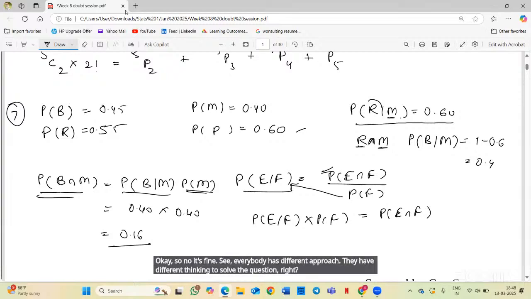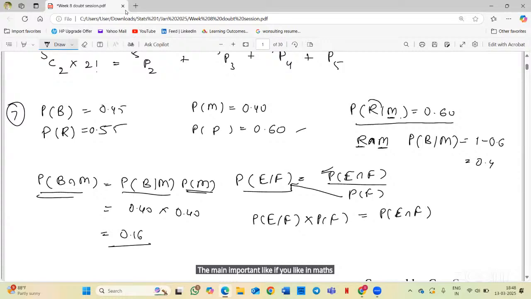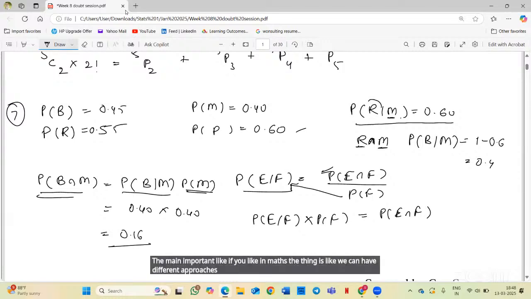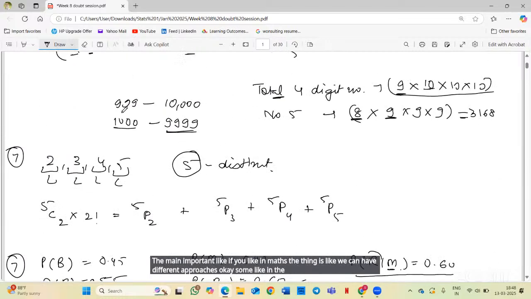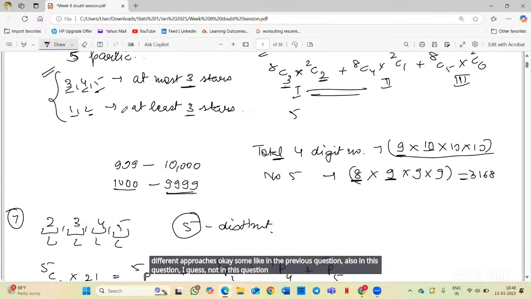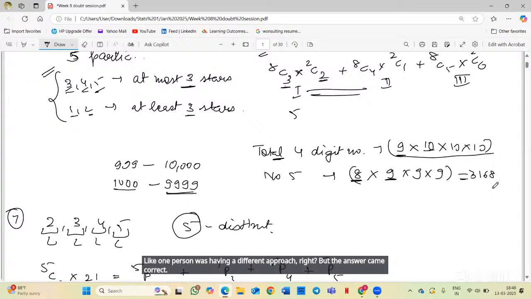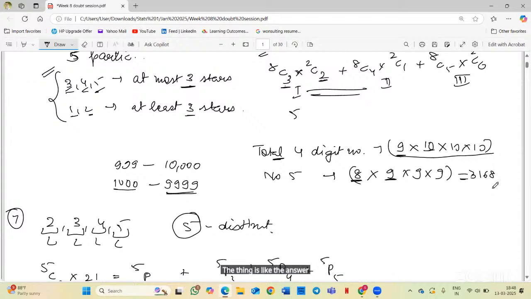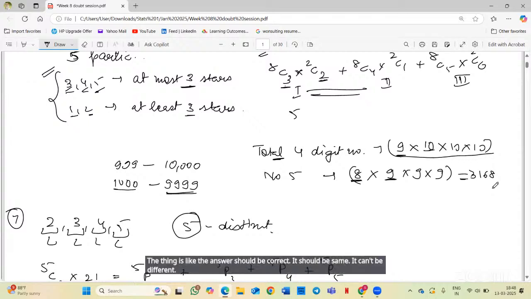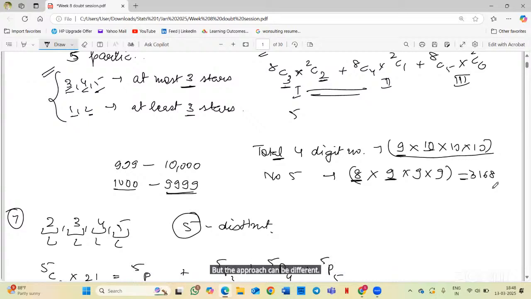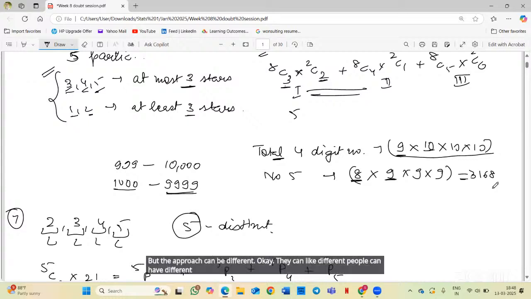The main important thing, like in maths, is that we can have different approaches. Like in the previous question, one person had a different approach, but the answer came out correct. The answer should be correct and the same, it can't be different, but the approach can be different. Different people can have different points of view, different opinions, and different ways to solve the question.